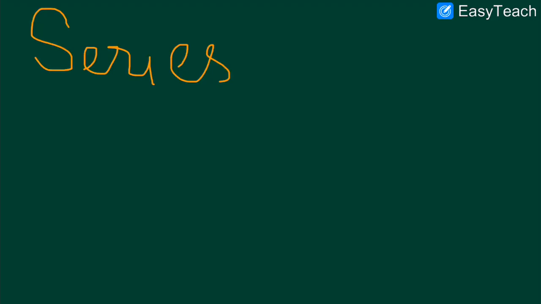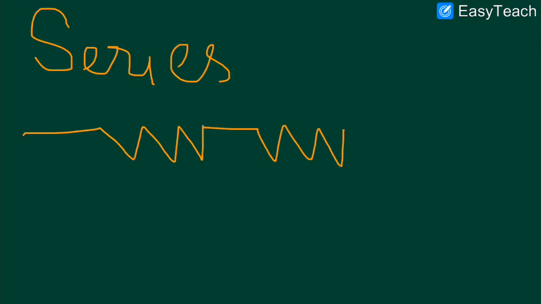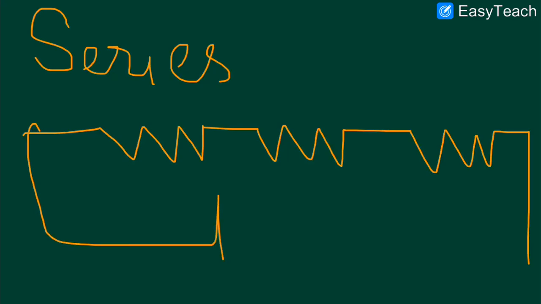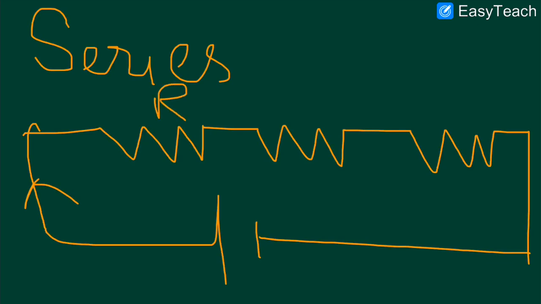Like this, for example, this is a resistor R1, this is another resistor R2, and this is one more resistor R3. So when the resistors are connected from end to end, they are said to be in series. Or I can say it like this: this is resistor R1, this is another resistor having resistance R2, and this is a third resistor having resistance R3. When they are connected end to end, we say that the resistors are connected in series.